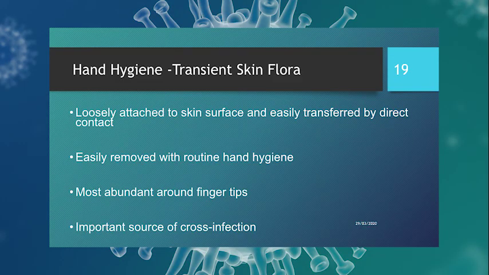So along with the resident skin flora, we have what we call transient skin flora. And these are the organisms that we want to get off of our hands because these are the ones that can cause infection. And usually they're mostly found on the tips of our fingers, and they're easily removed by the hand hygiene technique. Now I'm going to invite a colleague to go through the hand hygiene technique with us, but there are some things I want to say to you before we get there.